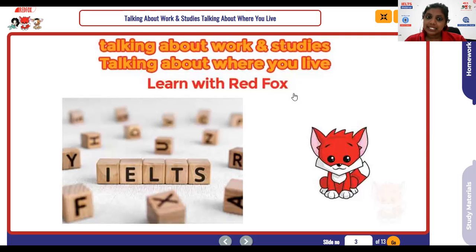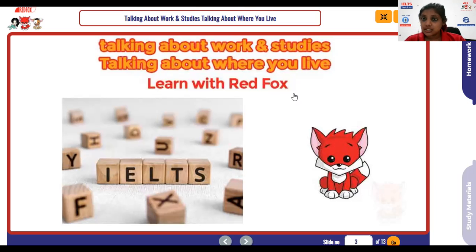Task 1 basically requires you to answer direct questions in very simple sentences. You should answer in 1 or 2 sentences. Don't make it very elaborate, but at the same time, don't make it very short. So your answer and then one additional statement should be perfect. We'll be looking at that today.